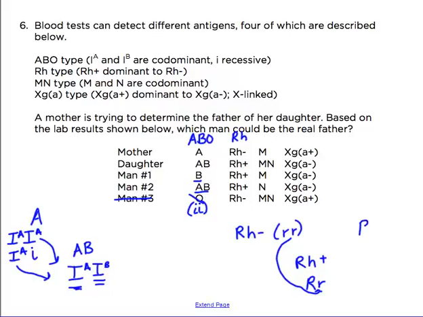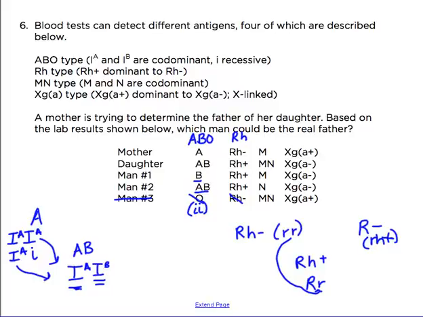So the father must have at least one big R. He could have been heterozygous or homozygous. But that means that the father had to be Rh plus. So let's see who is Rh plus. Again, man number 1 and man number 2 are both Rh plus, so they could possibly be the father. And just another thing to prove that man number 3 is not the father, he's Rh minus, which means he wouldn't have this big R allele to give to the daughter.